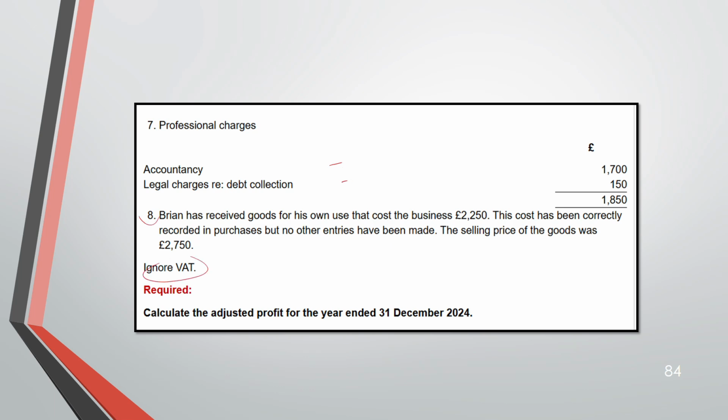Eighth, the last one. Brian has received goods for his own use that cost the business 250. So this is an appropriation by the sole trader, drawings. This cost has been currently recorded in purchases but no other entries have been made. The selling price of the goods was this. Calculate the adjusted profit. So now let's do that.